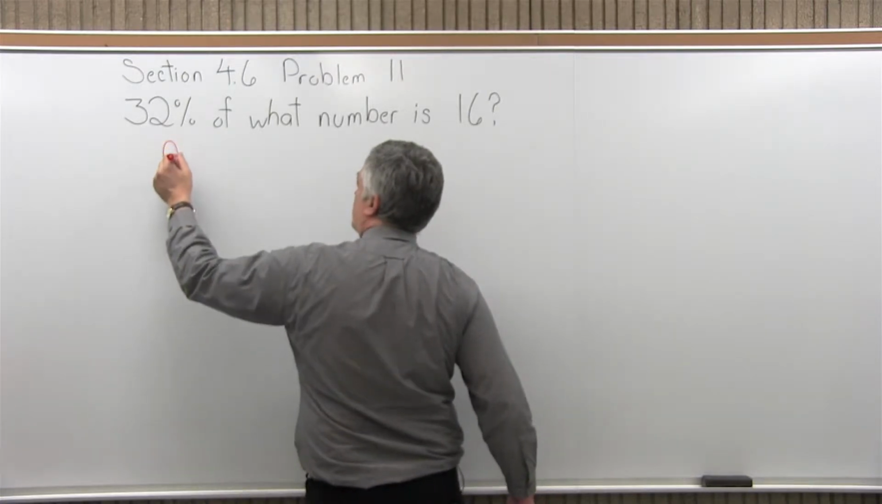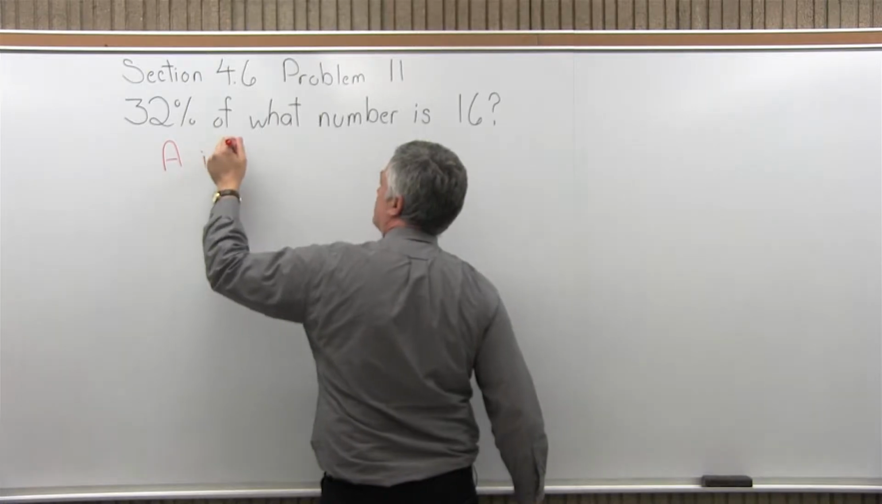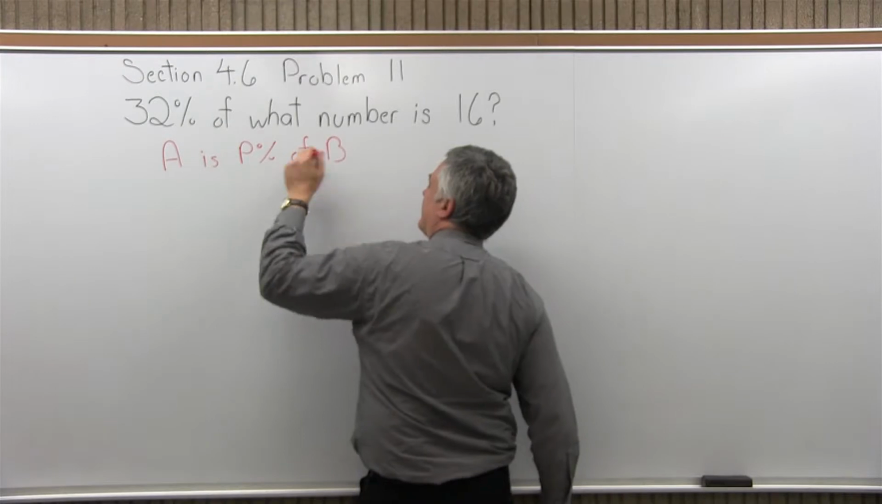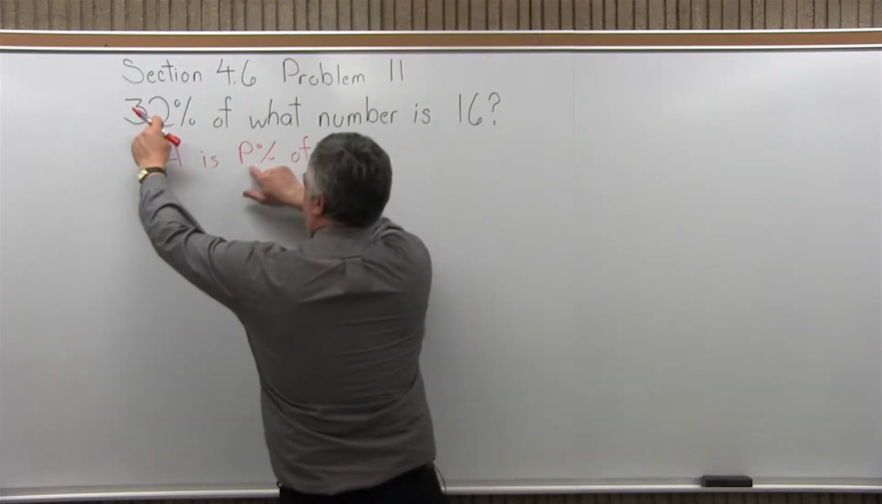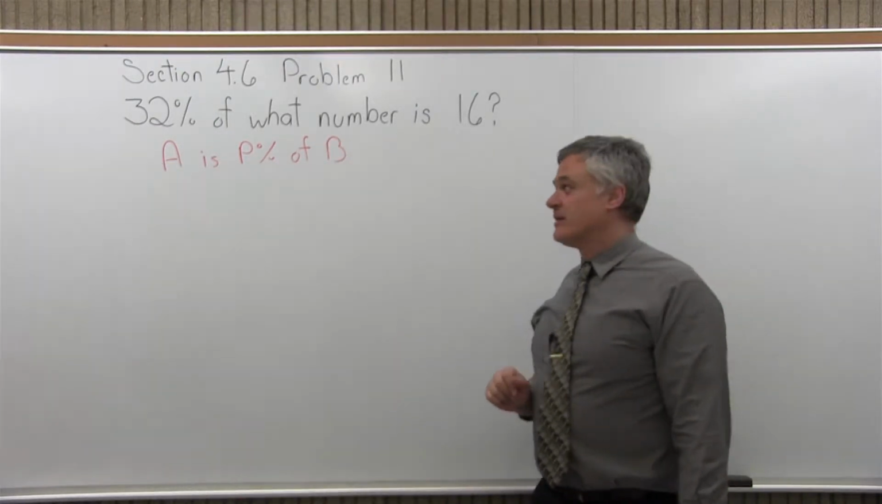To use that trick, we really have to set up the question in the form A is P% of B. That's really not what we have. It starts with the percent. I want it to start with the A. So we have to rearrange the question before we do anything.